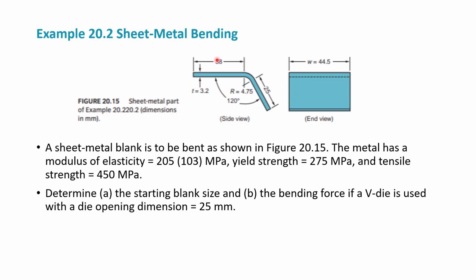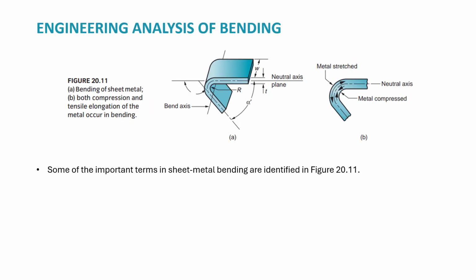So in this diagram, if we analyze it, we can see that the dimension here is going to be 38, we have 25 here. The radius is going to be 4.75 millimeters. The angle alpha is 120 degrees. Okay, and the thickness is 3.2 millimeters. We're going to have a look at the steps of the solution.